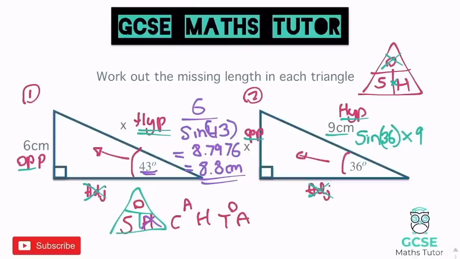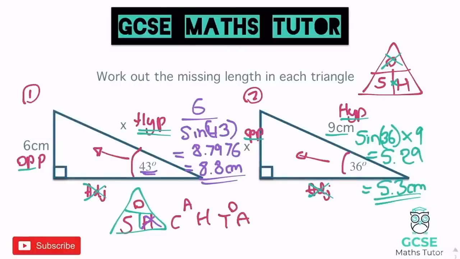And again, typing that into a calculator, sine 36 times 9 gives me an answer of 5 point, and if I round it to 1 decimal place again, well, it comes out as 5.29. So to 1 decimal place, that'd be 5.3 centimetres.